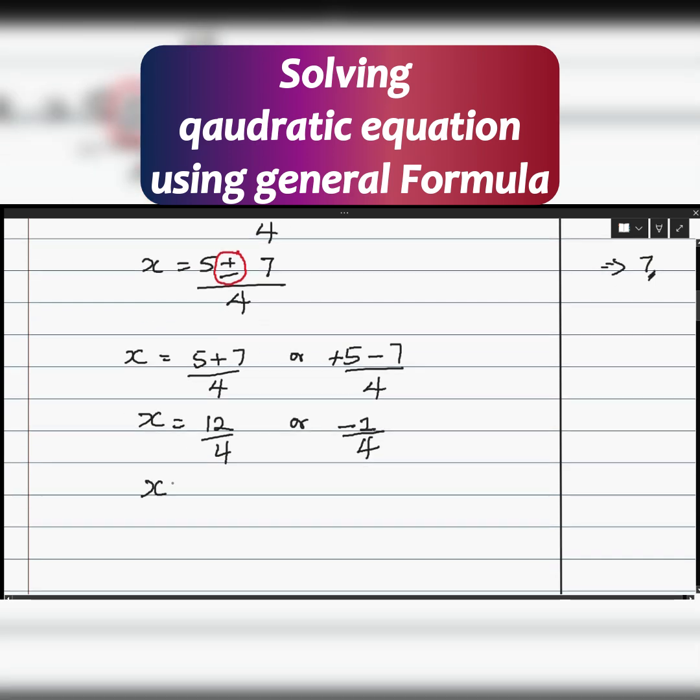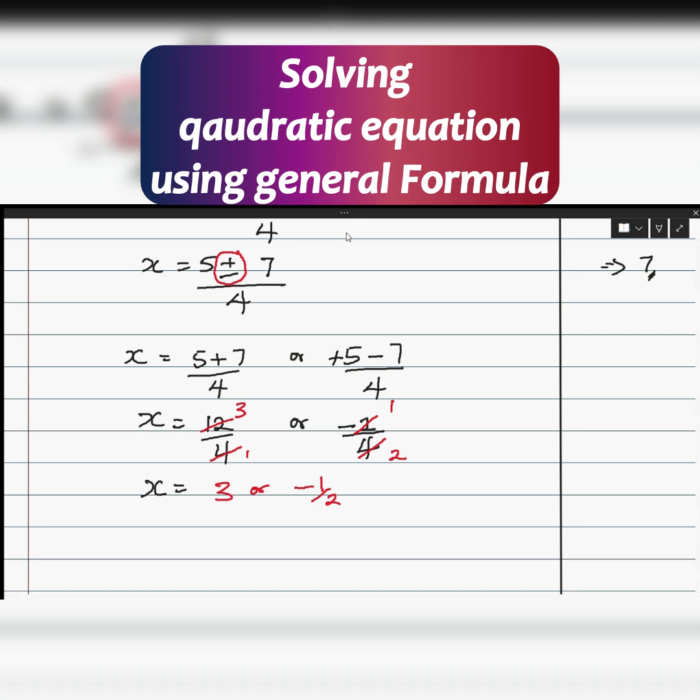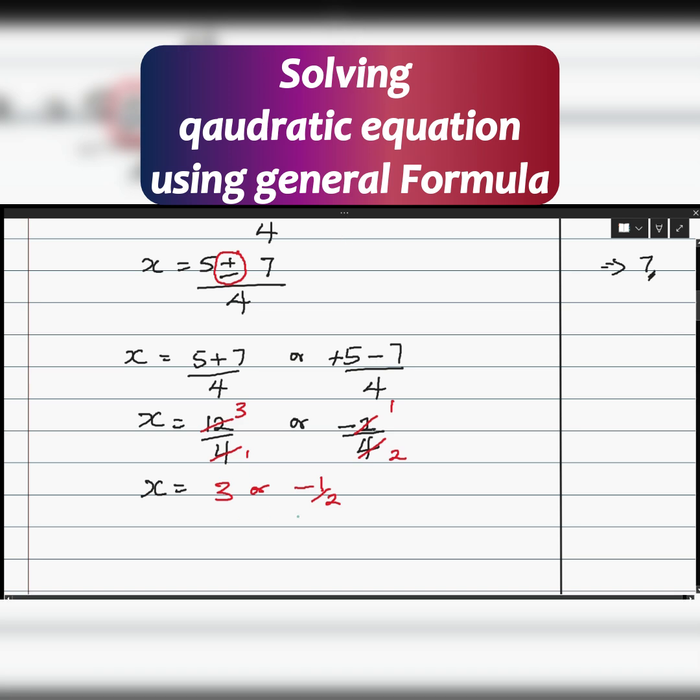Finally, we now have x equals, 4 in 12 is 3, and 2 in 4 is 2. So I have it as 3 or minus 1 over 2. So this is the final answer to this question.